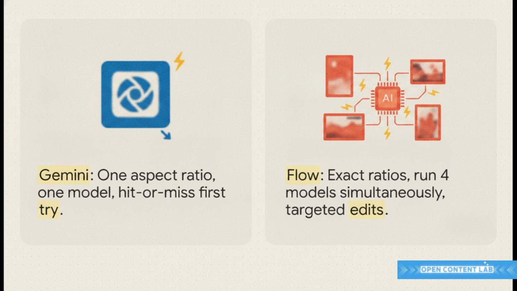You usually get one aspect ratio, you're locked into a single model, and the first result can be a bit hit or miss. Contrast that with Google Flow. Flow is built for professionals. You can dial in your exact aspect ratios. But even better, it allows you to run up to 4 different models, like Nano Banana Pro and Nano Banana 2, simultaneously. This means instead of that endless cycle of generating, rejecting, and generating again, you get a variety of high-end interpretations instantly, which massively speeds up your creative workflow.